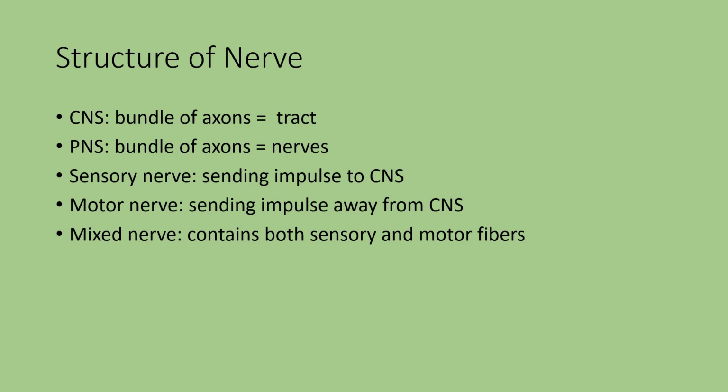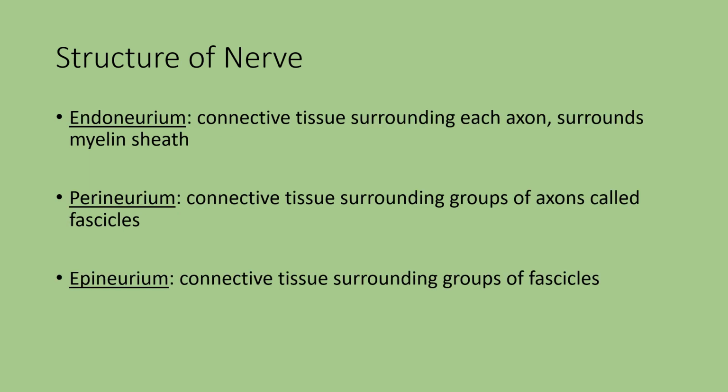So with the central nervous system, when you have a whole bundle of axons together, we call that a tract, a nerve tract. In the peripheral nervous system, when you have a whole bundle of axons, we call that a nerve, like spinal nerve, cranial nerves. Sensory nerve, once again, is going to be sending impulses to the central nervous system. Motor nerve sending impulse away from the central nervous system. Now, sometimes you may have a mixed nerve, and that just means that it contains both sensory and motor fibers, those axons, are both in there.